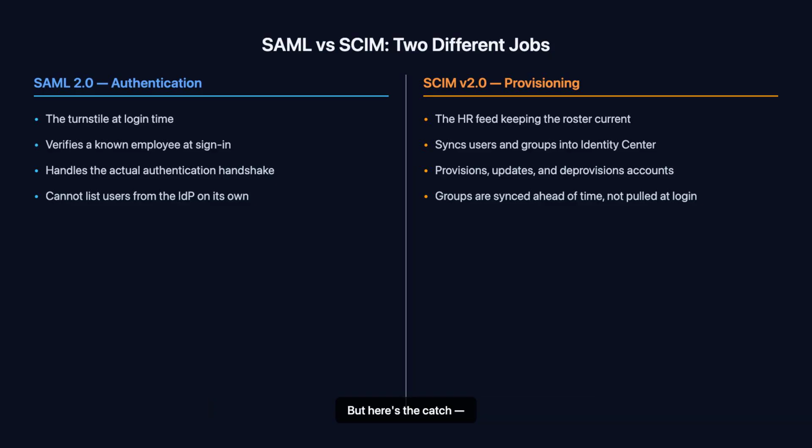But here's the catch. SAML on its own cannot list who all your employees are from the identity provider. That's SCIM's job. SCIM is the HR feed that keeps the building's roster current, syncing your users and groups into Identity Center ahead of time and deprovisioning them when they leave. So SAML verifies someone at login, and SCIM keeps the directory in sync. You usually need both.